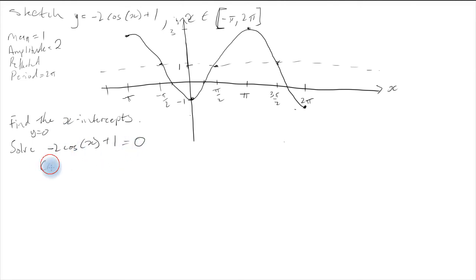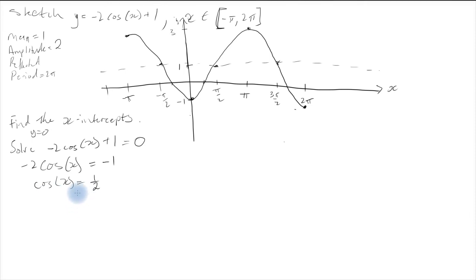We get cosine of x. So first we're taking away 1 and then dividing by -2. Let's do this in steps: -2 cos x equals -1. Now I'll divide by -2. There we go. So we have cosine of x equals 1/2. Okay, so now I'm going to find all the different points for which this is true.